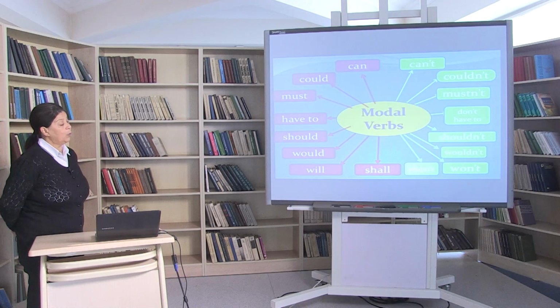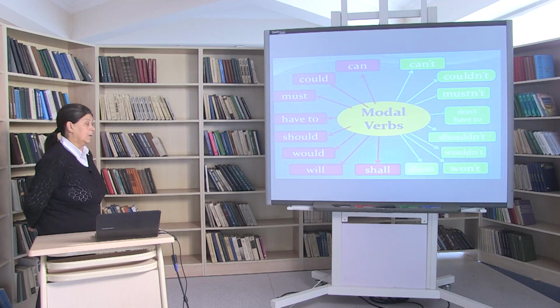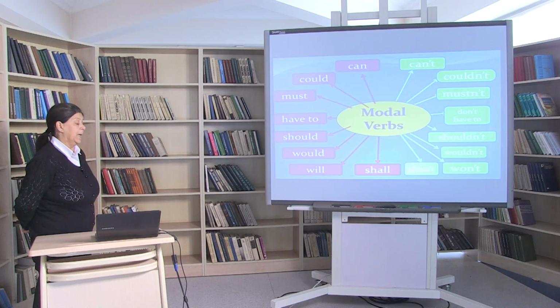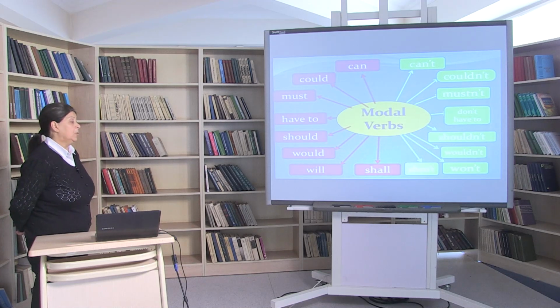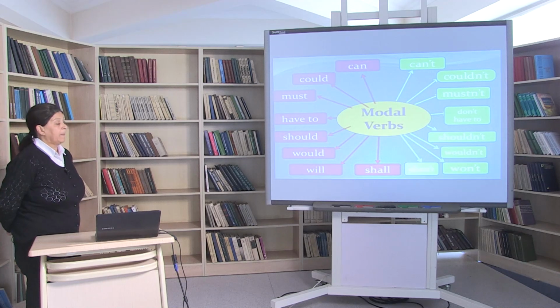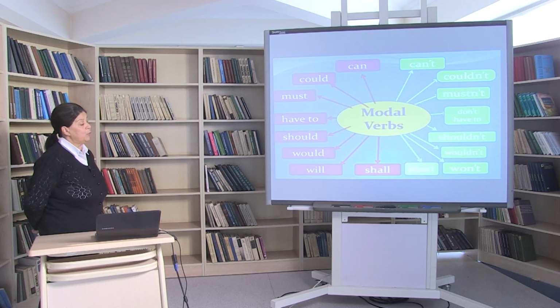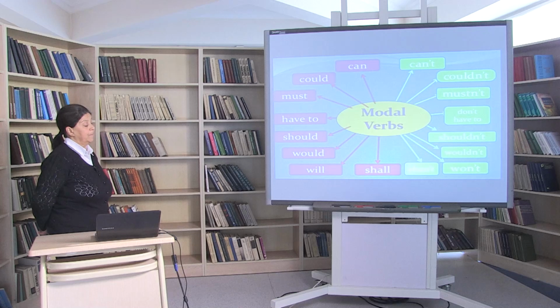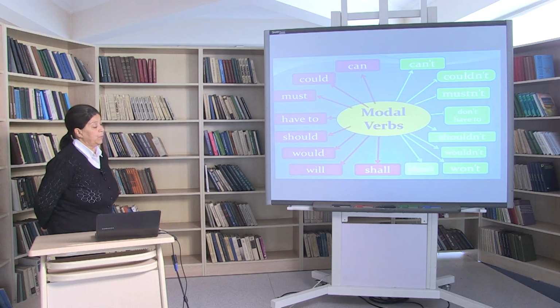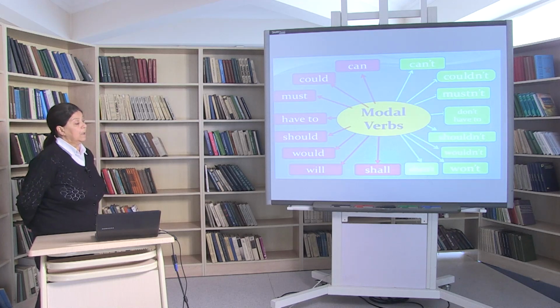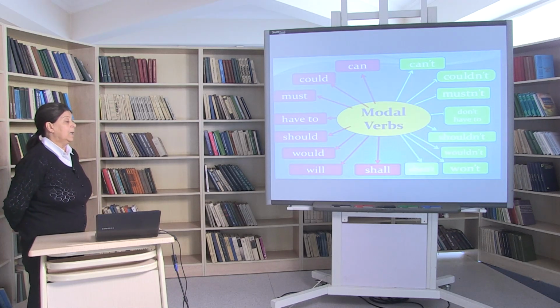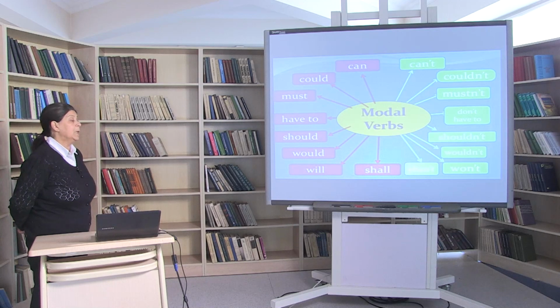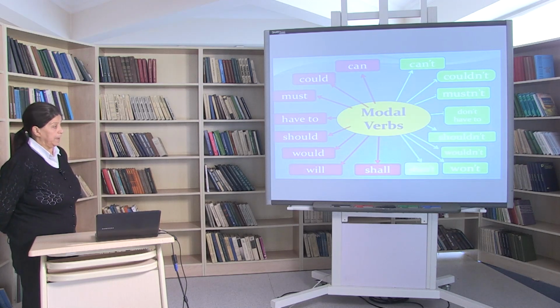Will also has a secondary use. It is used as an auxiliary verb in order to express the future tense form. I will see you the next day. Shall is also used to express futurity. We shall keep our promise if it is possible.